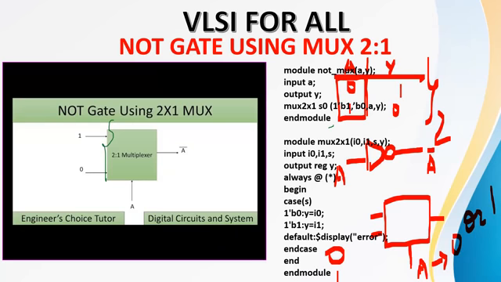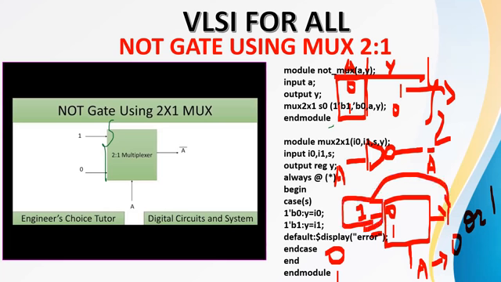So whenever A is 0, what should we get? We should get the output as 1, right? Y should be 1. So whenever A is 0, it selects this one, the 0th line, which indicates I should give 1 as the input here, so that whenever A is 0, it will direct to this input and this is assigned to Y. So Y is equal to 1 whenever A is 0, right?